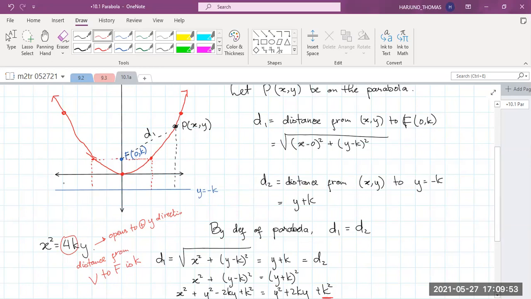In fact, this 4k has a name. This 4k is called focal width. That 4k here represents the length of the chord passing through the focus and perpendicular to the axis. That's the focal width. You can see, right? If this is k here, this is 4 times k. So the distance from vertex to focus is 1/4 the focal width.